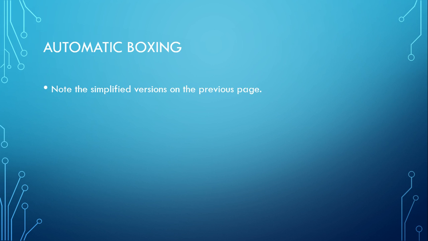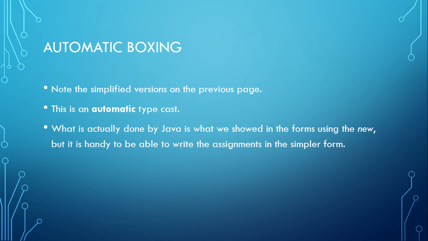So if we look at those simplified versions, this is what's known as an automatic typecast. What is actually done by Java is what we showed in the previous forms using new, but it is handy to be able to write the assignments in the simpler form.